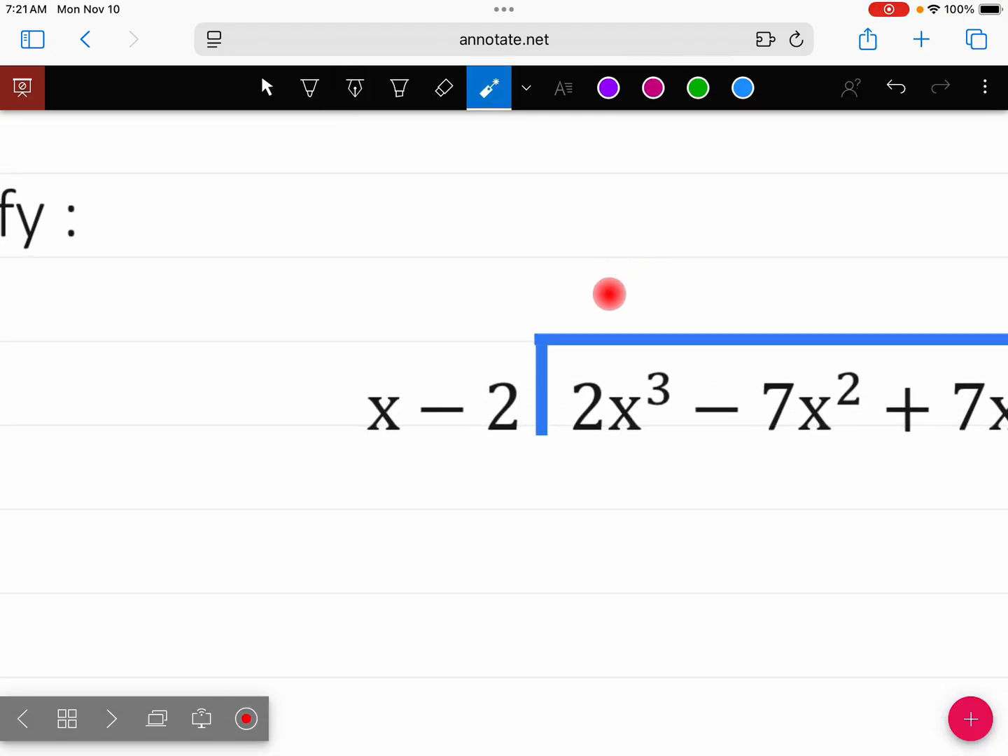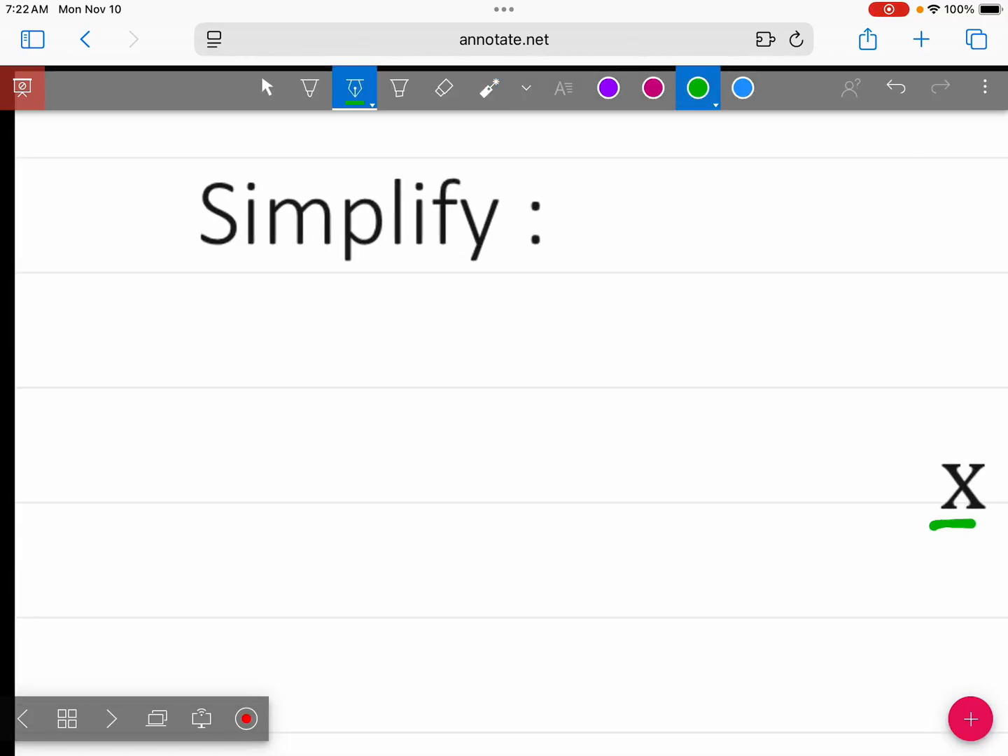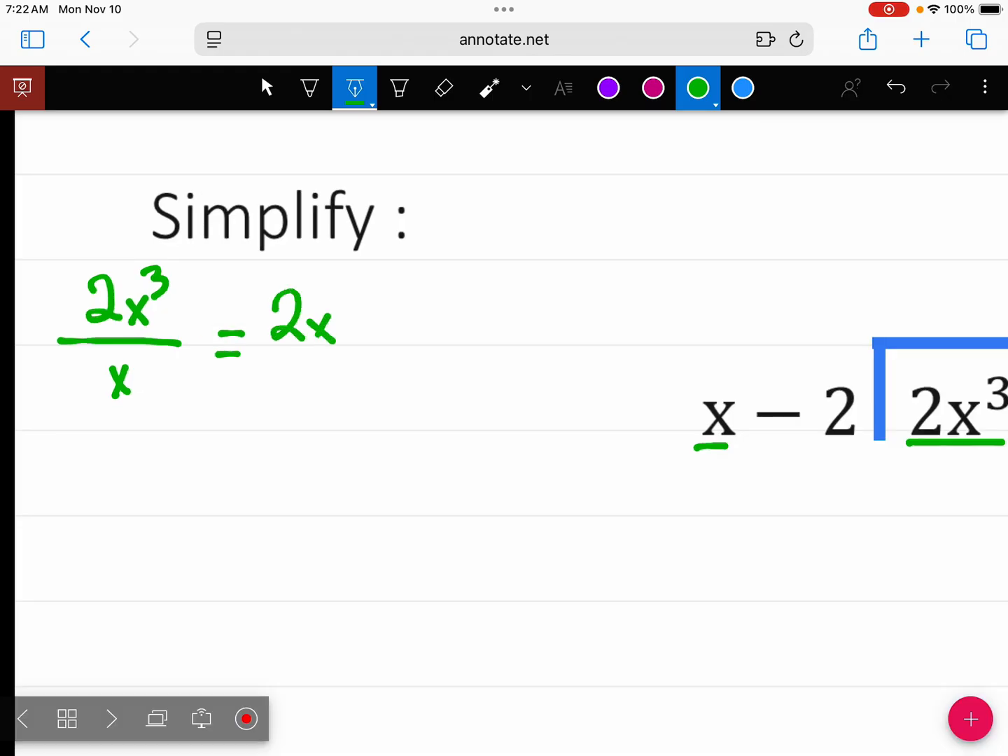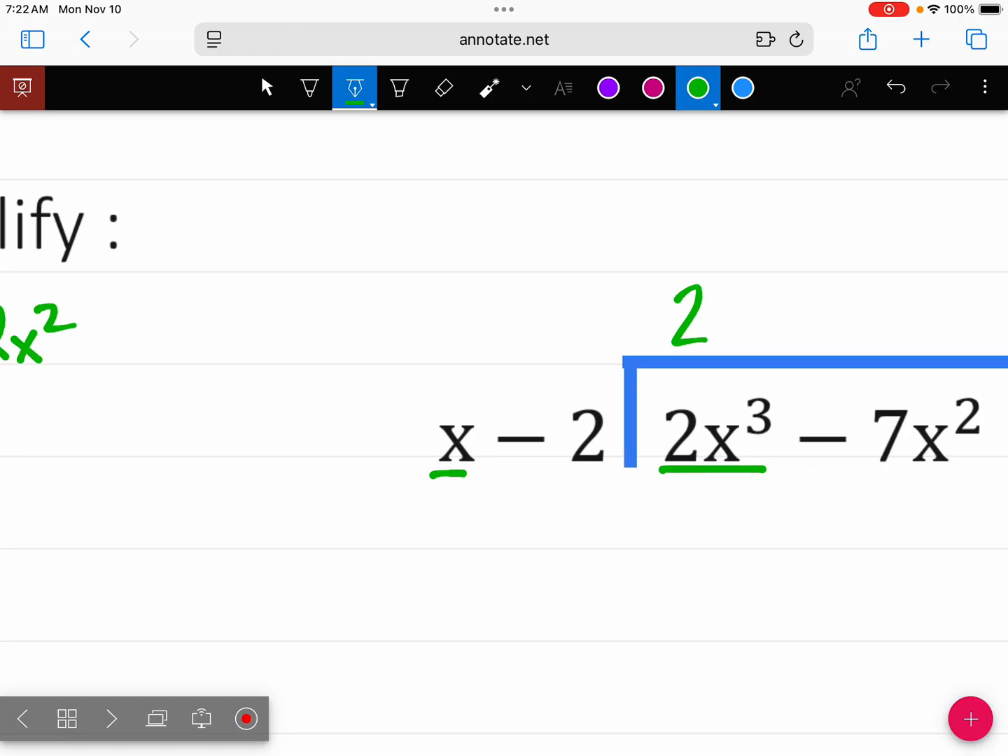So seeing what we remember, what will we put up here? See if we can figure that part out. What's going to be the very first thing we put up here? Yeah, we're going to put a 2x squared up there. We look at our first term, our x, and our first term, the 2x cubed, and we figure out x times what would give me 2x cubed. Or you can set it up as its own little baby fraction to simplify. Our 2x cubed divided by x. Either way, we should get 2x squared as our first term in our quotient.